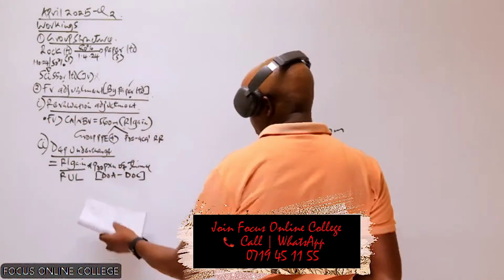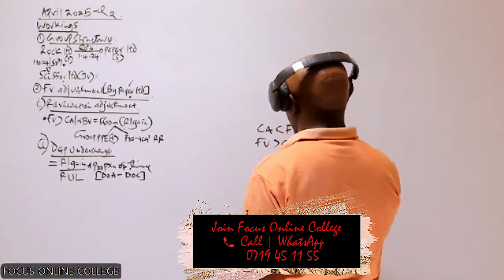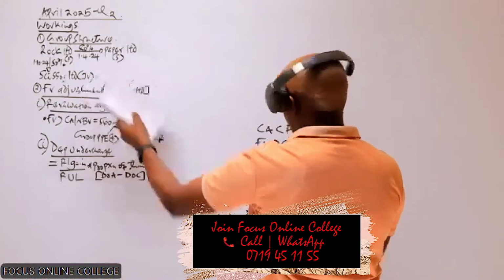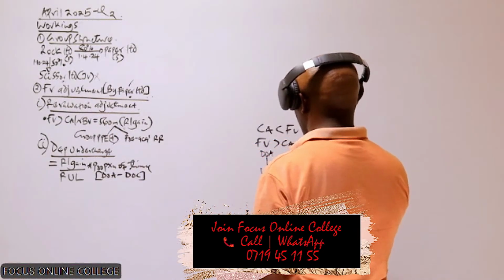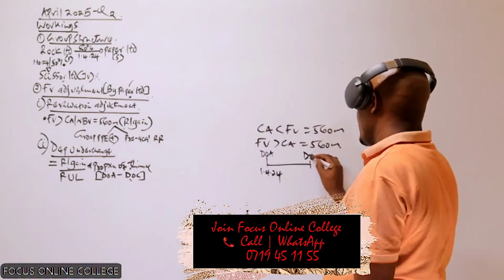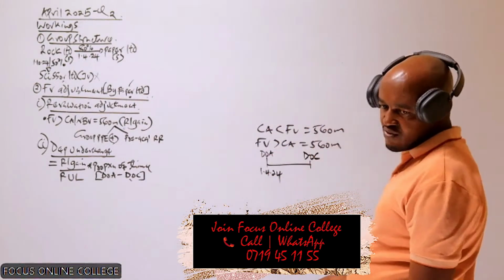Remember, the date of acquisition is the date the subsidiary was acquired. The subsidiary was acquired on which date? There, 1st of April 2024. The date of consolidation, DOC, is the date we are required to prepare the group accounts.